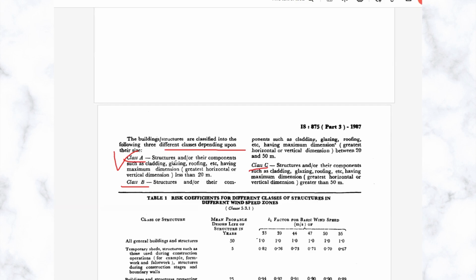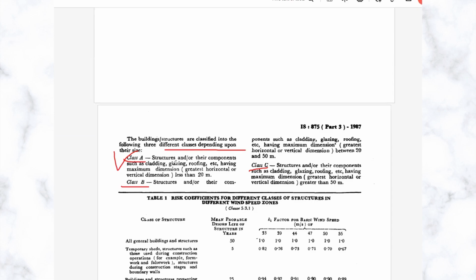Suppose your building is having a height of 10 meter and width of 20 meters. So which is greater? 20 meter. So it is like equal to 20. So it will not fall in the class A. Okay, because class A is nothing but when your building height or width, whatever is the one factor which is less than 20, that time it falls into class A.